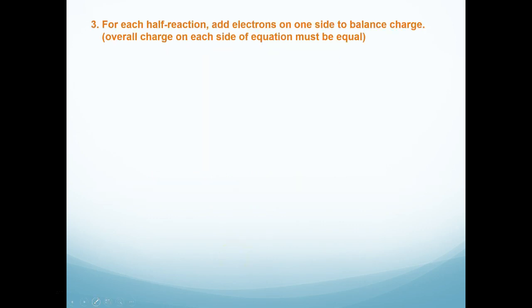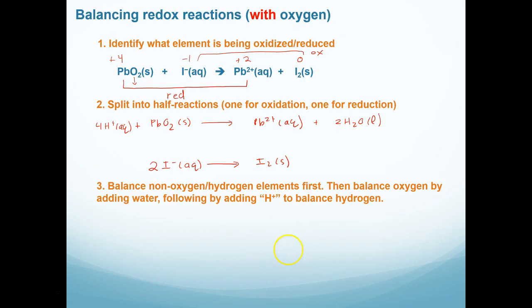For each half reaction, add electrons on one side to balance the charge. So the overall charge on each side of the equation is equal. So let's go back. I think it's easier to start with the bottom. So the overall charge on this side is 0, and the overall charge on this side is -2. I have 2 iodides, each with a -1 charge. If I'm adding in electrons, they have to be on this side. So plus 2 electrons. Now I have a -2 charge on both sides overall.